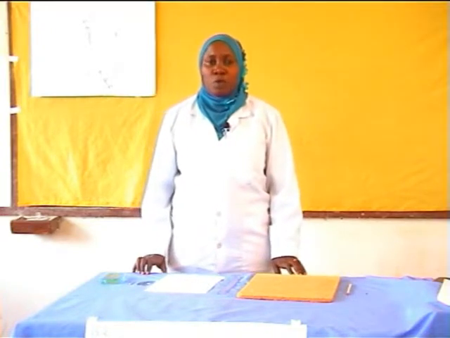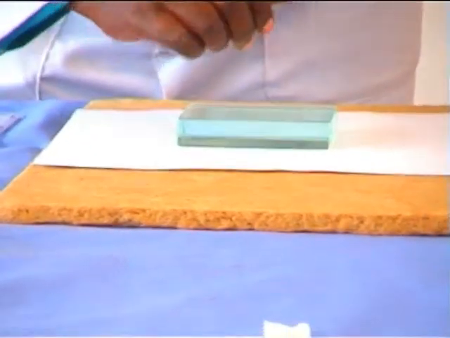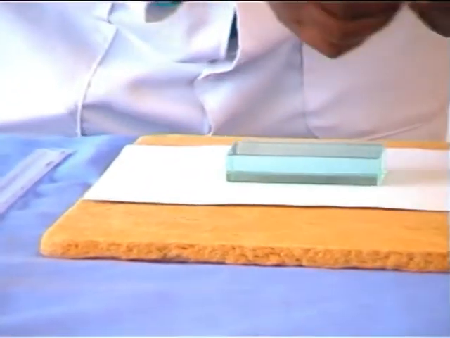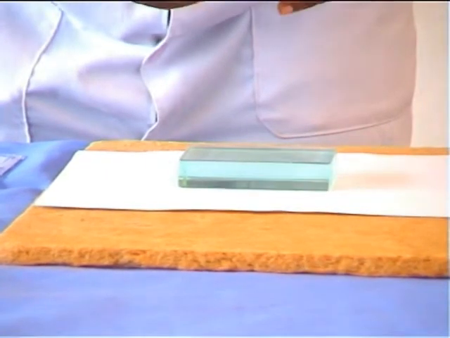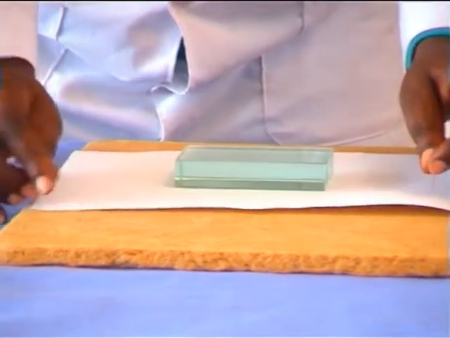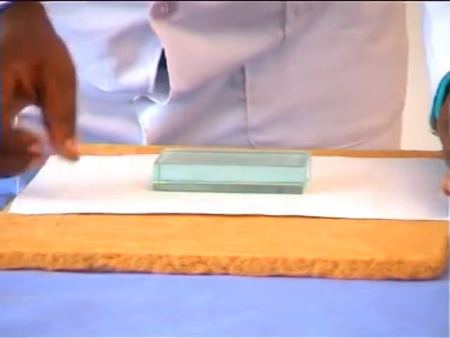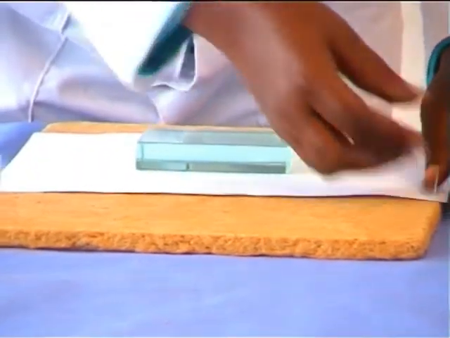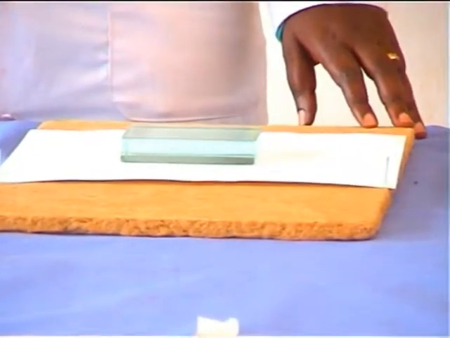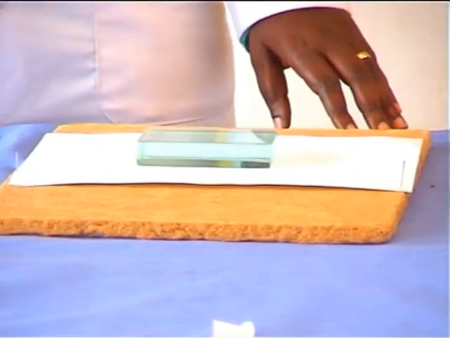Precaution: when drawing the outline, the glass block should not be displaced or disturbed. The pencil should be sharp. Procedure: place a glass block flat on the sheet of paper. Attach the paper with the drawing pins. Draw an outline of the glass block using a pencil.